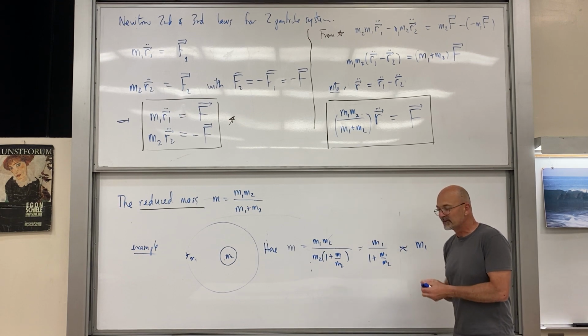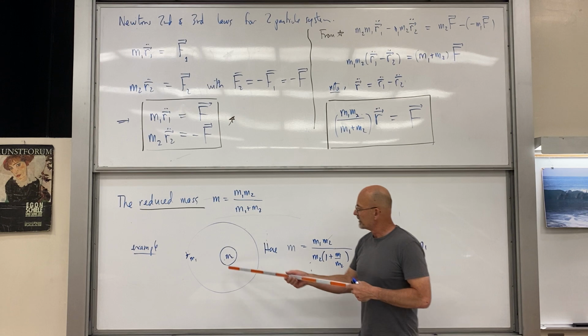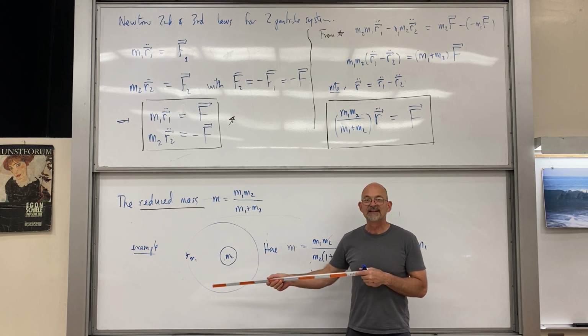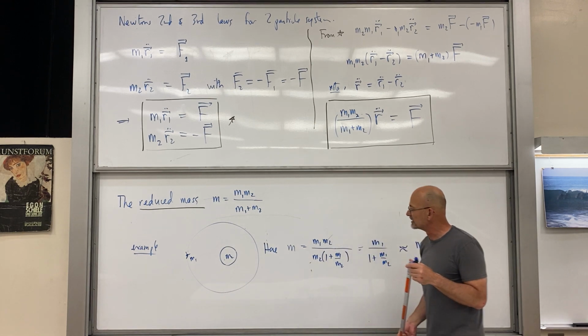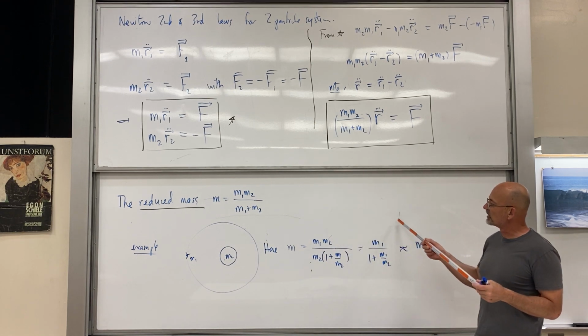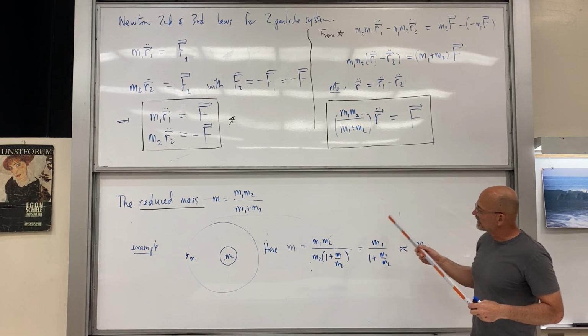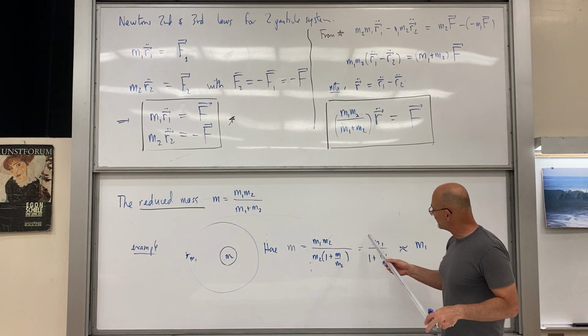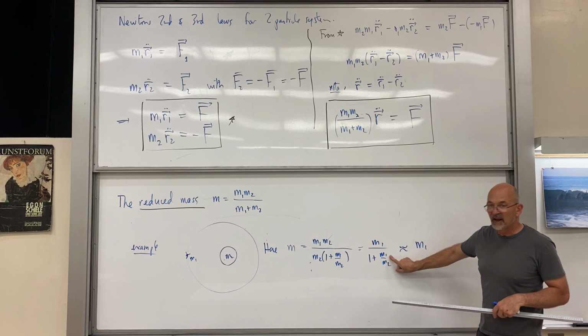So the reduced mass, if you're orbiting a very large body, is really close to, but not exactly the original one. Okay. That's an important example to realize that, and it's reduced because it's slightly smaller, right? Because it's 1 plus something there.